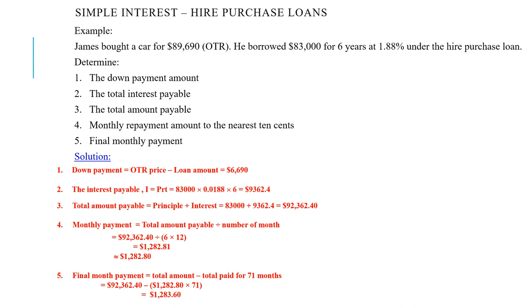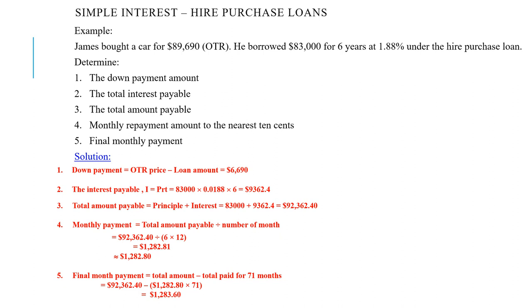Monthly repayment to the nearest 10 cents. So now monthly repayment. Now that's the amount I have to pay in total for 6 years. 6 years is how many months? 6 times 12, right? So you just divide it by 72, you will get 1282.81. So that's your monthly payment. You always divide with the total number of months. But in this case, they've asked you to round it off to the nearest 10 cents. So the nearest 10 cents will be 1282.80, all right?